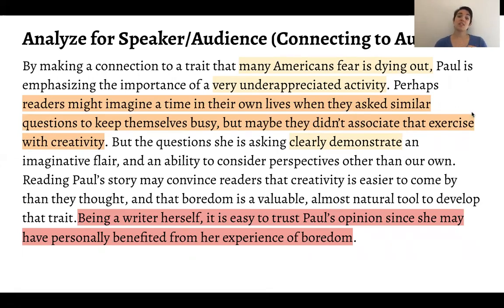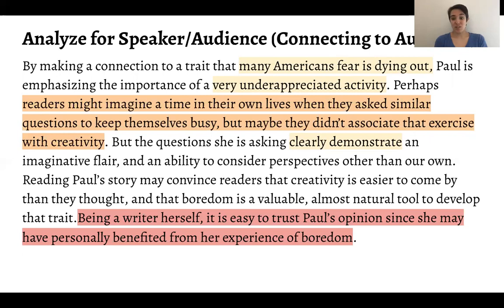So if you'll notice on this slide, I've got some yellow highlights. Those are where I really think I'm trying to pull out the values of the audience, what the audience is going to believe, what those Americans are going to believe. So by making a connection to a trait that many Americans fear is dying out, so that's creativity. People are kind of worried that we're not as creative in America anymore, and I want to draw on that. Paul is emphasizing the importance of a very underappreciated activity. So that's also values and beliefs. We don't think that checking out grocery items is actually that beneficial.